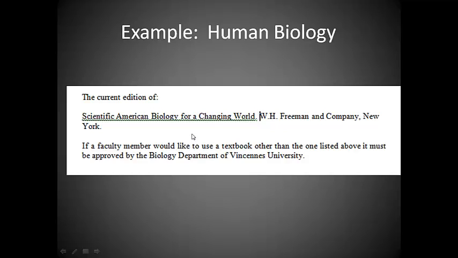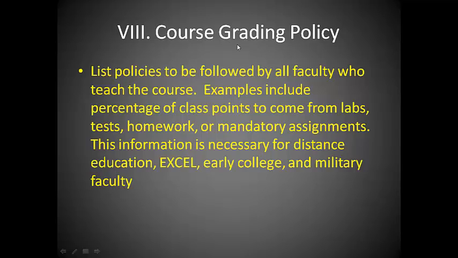So I'll give you another example for anatomy and physiology. The Jasper campus uses a different book for anatomy and physiology than the main campus. So we just have both books listed, and then we have this statement in there, again, saying that approval is necessary if they want to use a different textbook. So again, this allows us to keep some control over our courses and increases the quality of the courses being taught off campus.